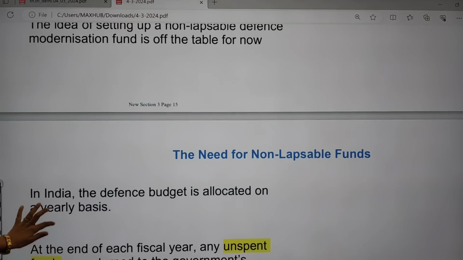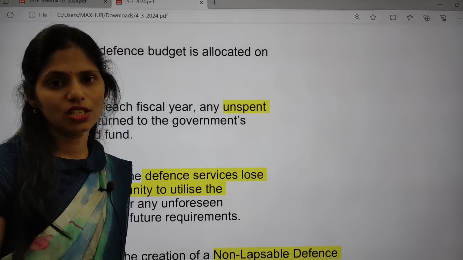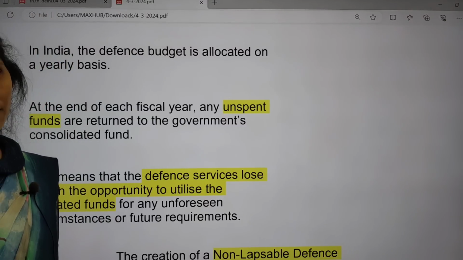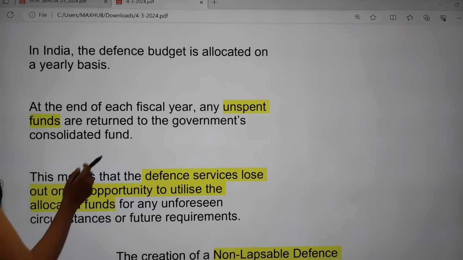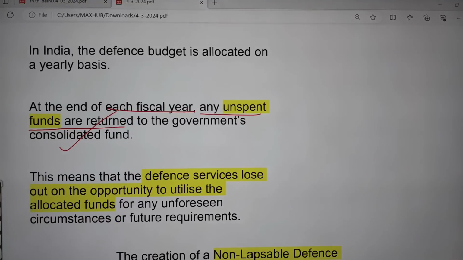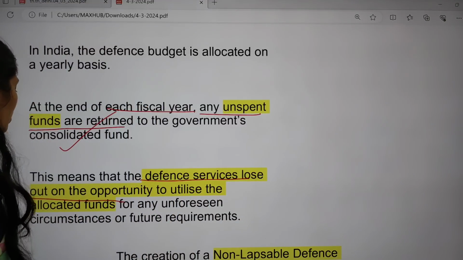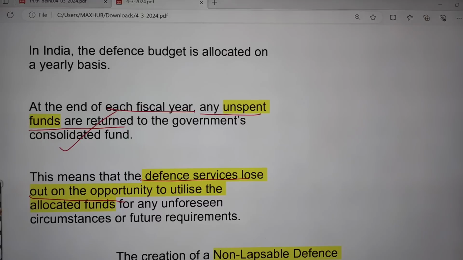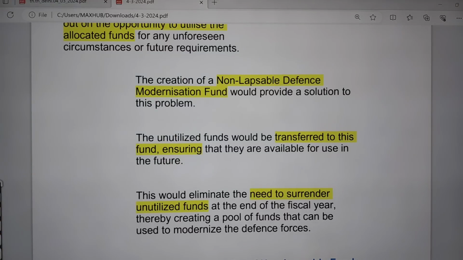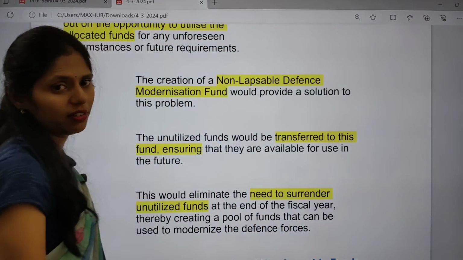What is the need for this type of fund? It is very important because in India we are spending a lot on defense because of our neighbors like Pakistan and China. We have to have good equipment and infrastructure. At the end of each fiscal year, any unspent money is returned to the government's consolidated fund. This means the defense services lose out on the opportunity to utilize the allocated funds. Because of this, we need a non-lapsable defense modernization fund. It will provide a solution for this problem in future.